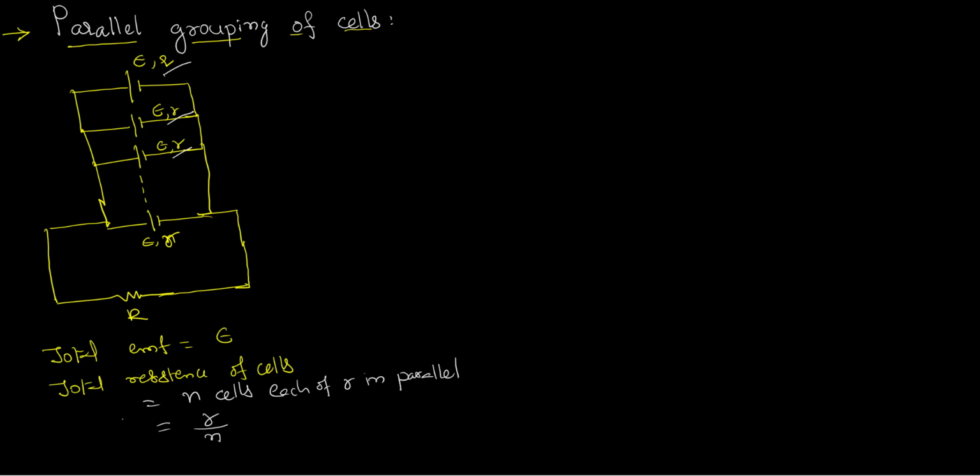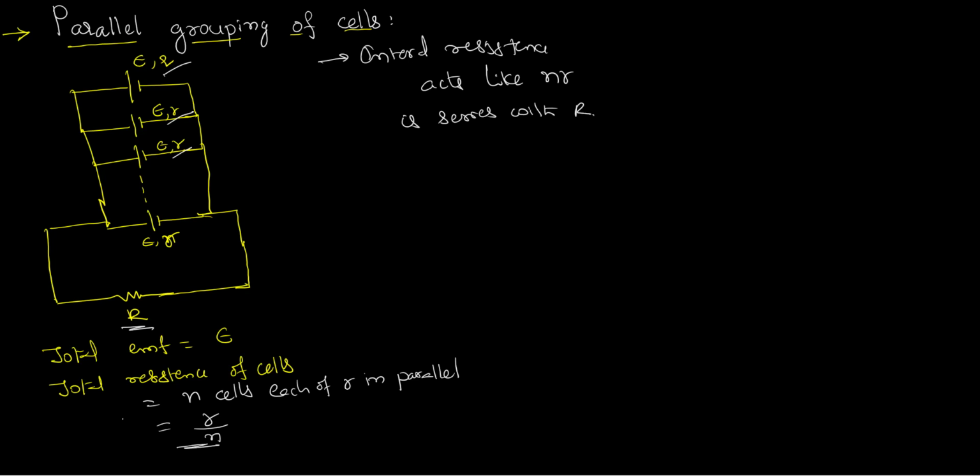So that's the total internal resistance r by n, and as we have already discussed, internal resistance acts like a series resistance. So the total internal resistance r by n is in series with the external resistance capital R. That implies the total resistance of the circuit is R plus r by n, series resistance. Total resistance means you have to add all of them.